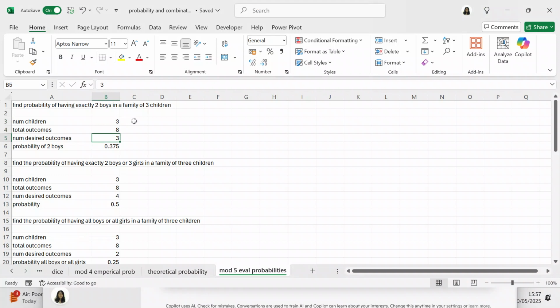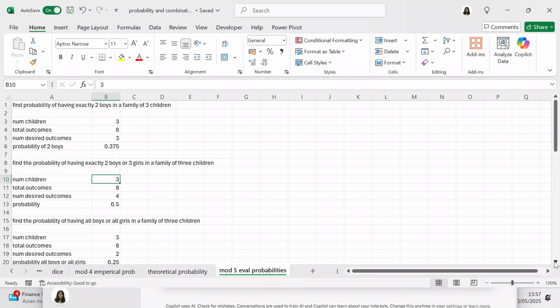The reason why is because when you do your sample space, it's going to be boy, boy, girl, and then boy, girl, boy, and then girl, boy, boy. So that's going to be 3 outcomes. And then we calculate that by B5 divided by B4, so number of desired outcomes divided by total outcomes is 37.5%.